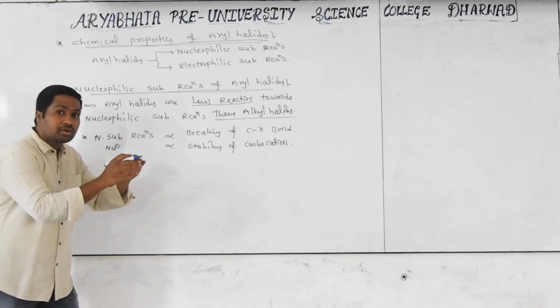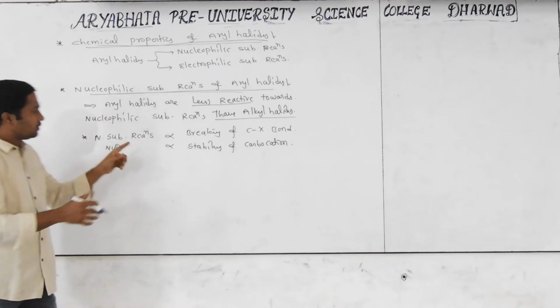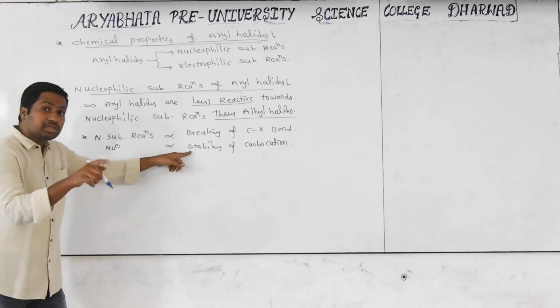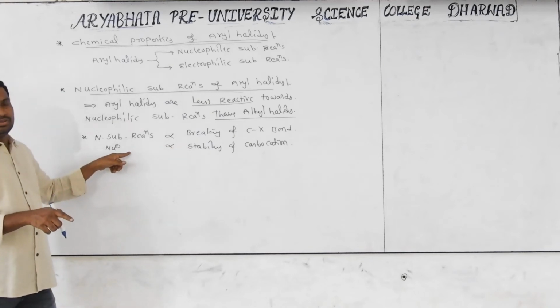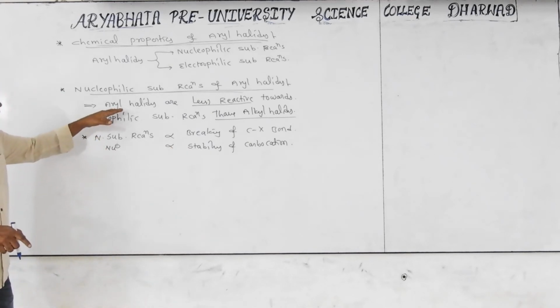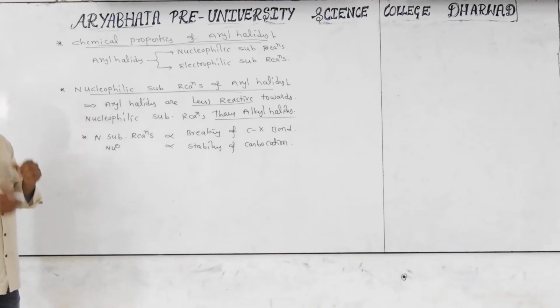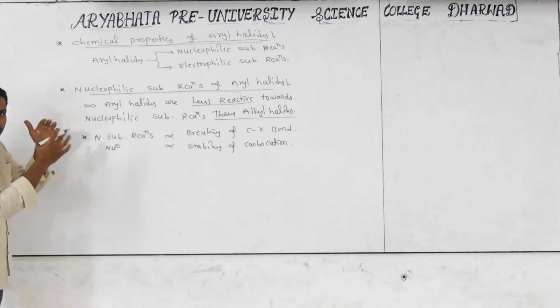Where the halogen-carbon bond will break easily, nucleophilic substitution will be high. After breaking, if the carbocation is stable, it is also highly reactive. So now my concept is that aryl halides are less reactive in nucleophilic substitution reactions than alkyl halides. Why? So keep these two points in your mind.